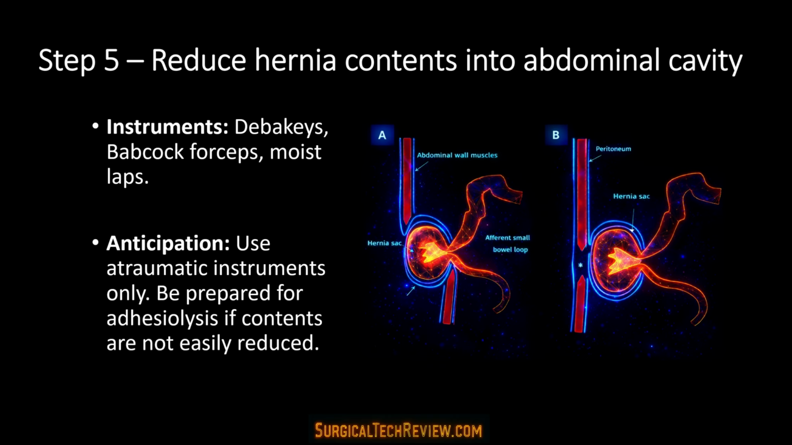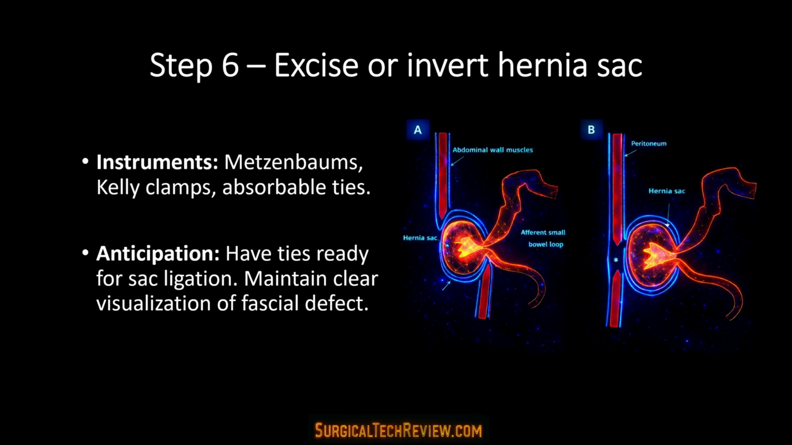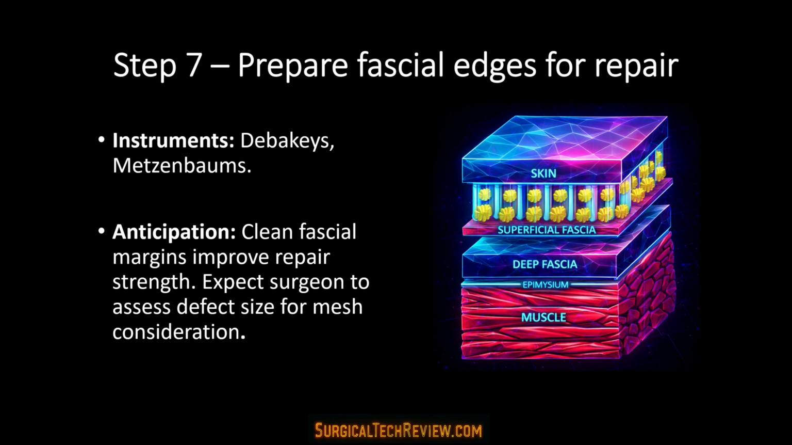Step 5. Reduce contents. Use atraumatic instruments only. If reduction is difficult, anticipate adhesiolysis. Instruments you can expect: DeBakey's, Babcock forceps, and moist laps. Step 6. Excise or invert the hernia sac. The instruments you can expect: Metzenbaum's, Kelly clamps, absorbable ties. Anticipate, have your ties ready for sac ligation. Maintain clear visualization of the fascial defect.